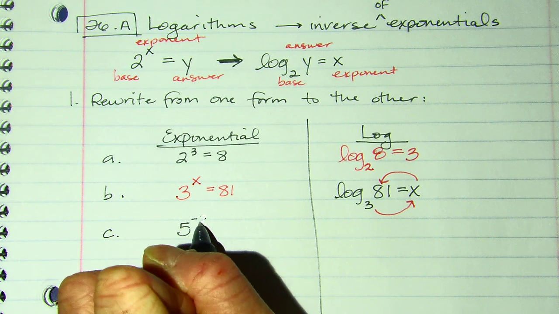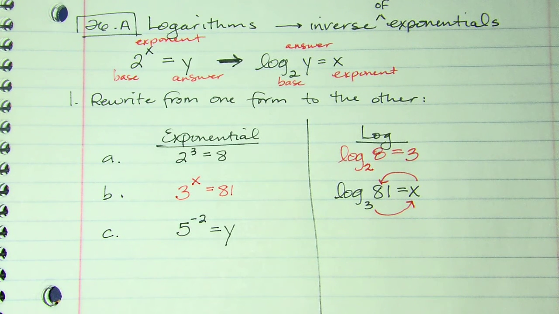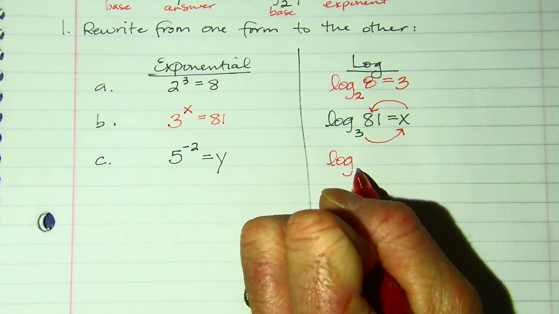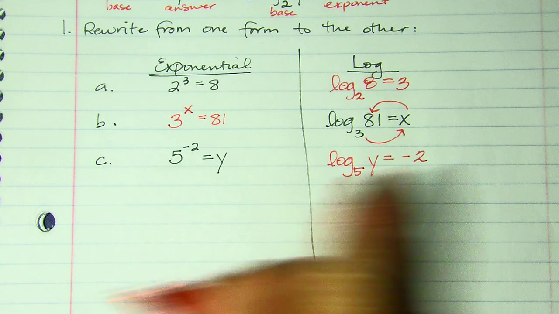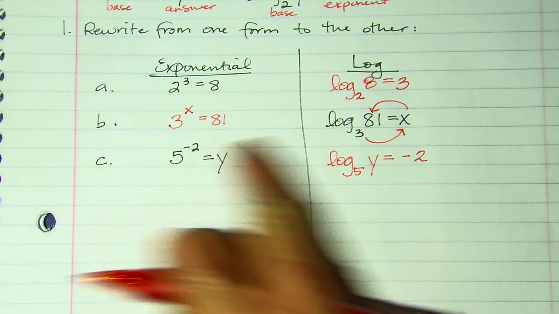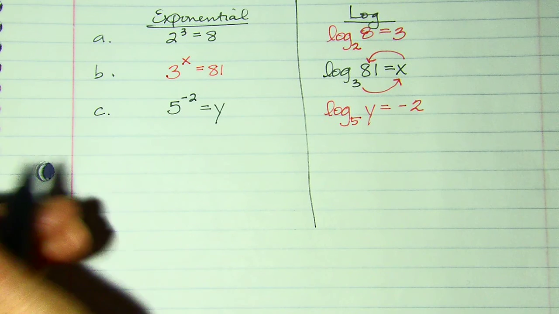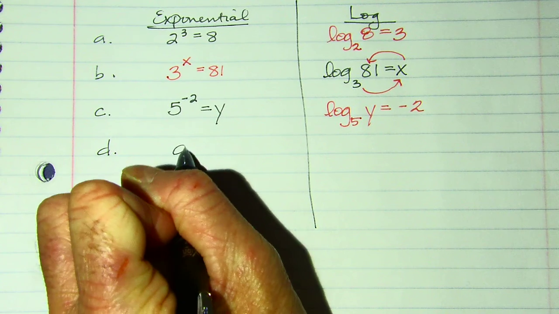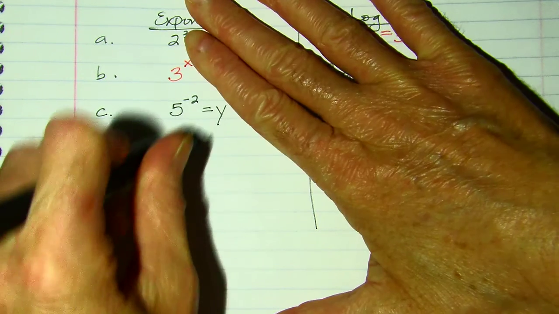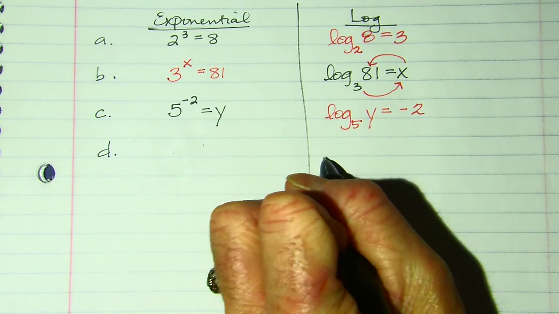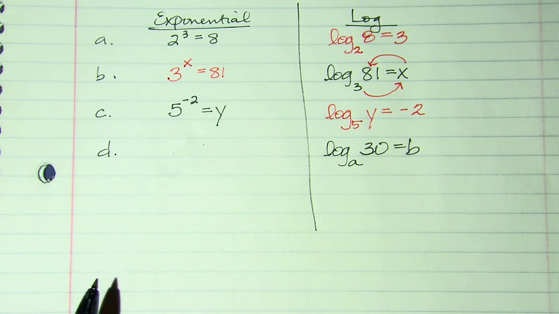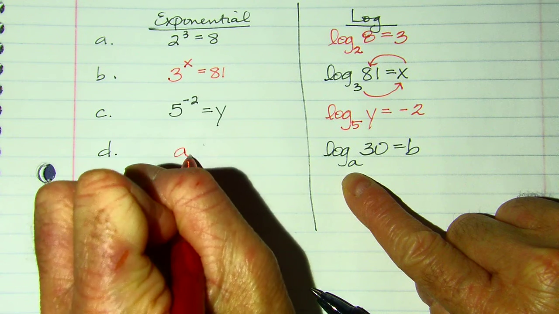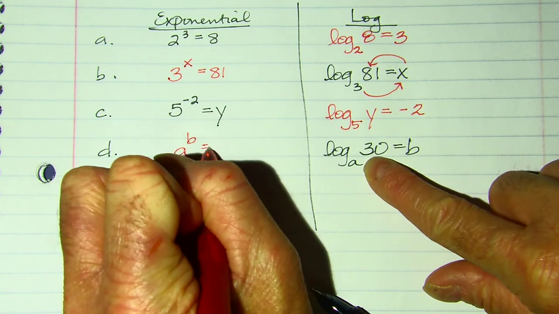5 to the negative second equals y. So as a logarithm, remember you can pause this at any time and try it. So log base 5 of y equals negative 2. Okay, notice base, y, then exponent over here. Another one. So a to the b, as a logarithm. Log base a of 30 equals b. Now remember, if I start at my base, go clockwise, that's my exponent, equals 30.